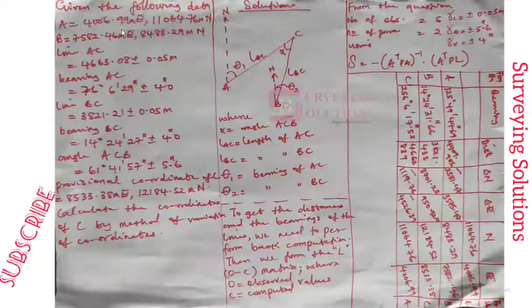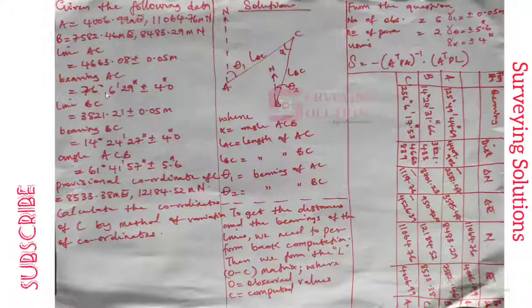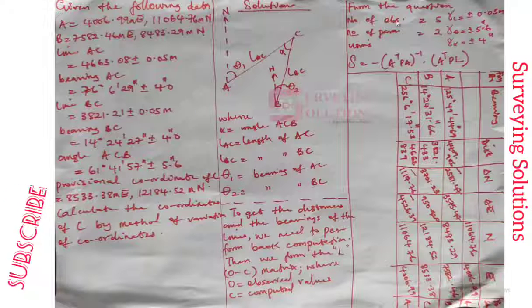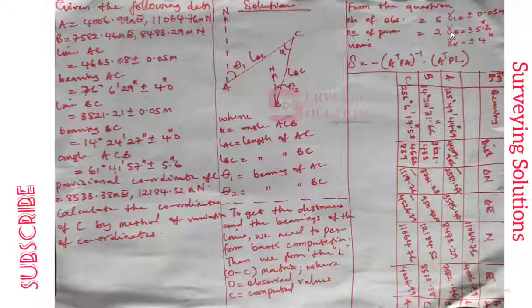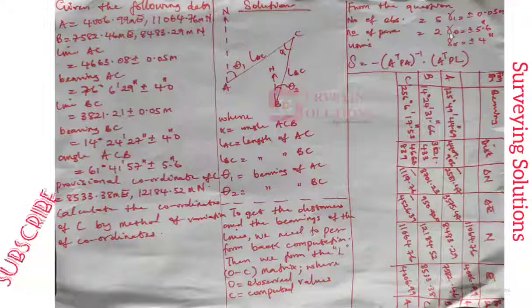This is what we mean by that. You look at the question, the bearing that was given to us, this plus or minus 4 seconds is actually the standard deviation. You've seen them here. The standard deviation of the length is plus or minus 0.05 meters. The standard deviation of the angle is 5.6 seconds, whereas the standard deviation of the bearing is 4 seconds. So these values will be needed in our weight matrix, our P matrix. We are going to see that as we progress, right?